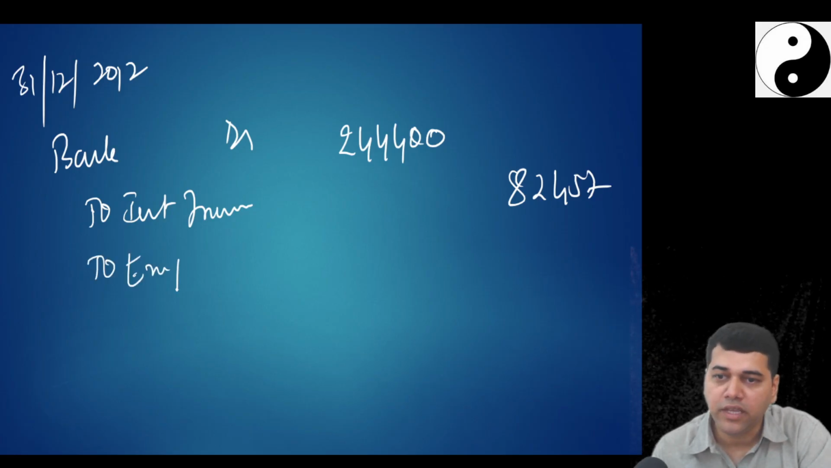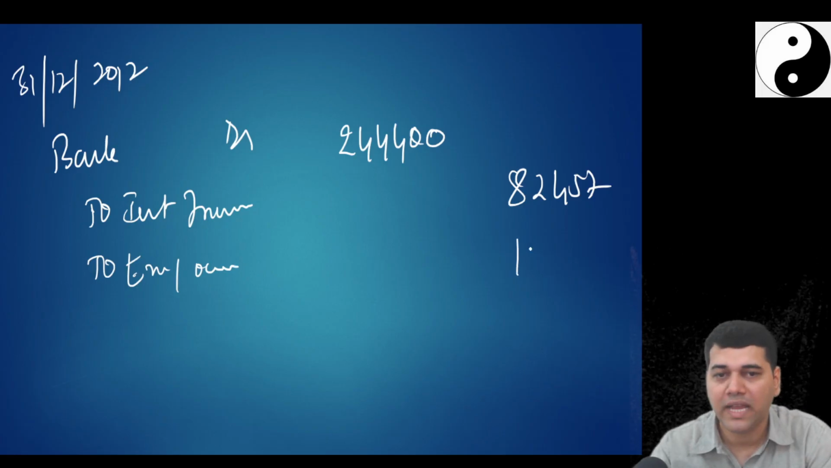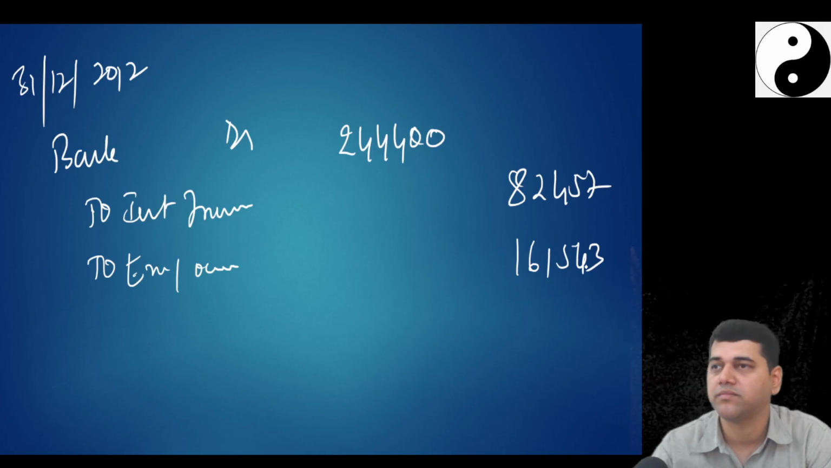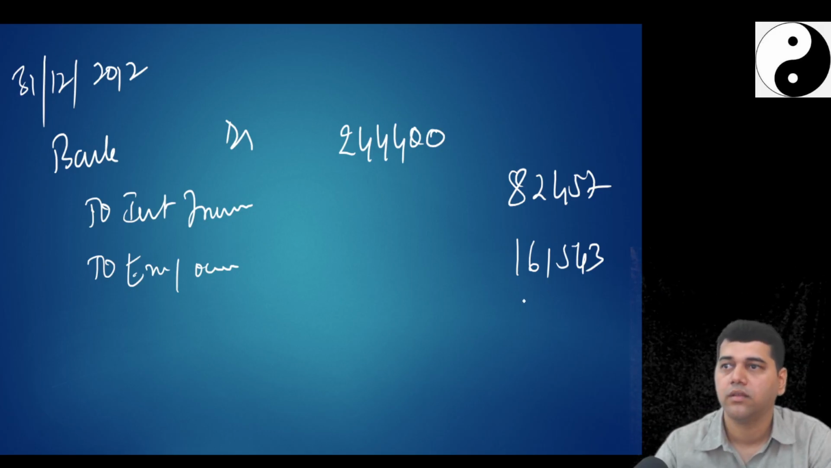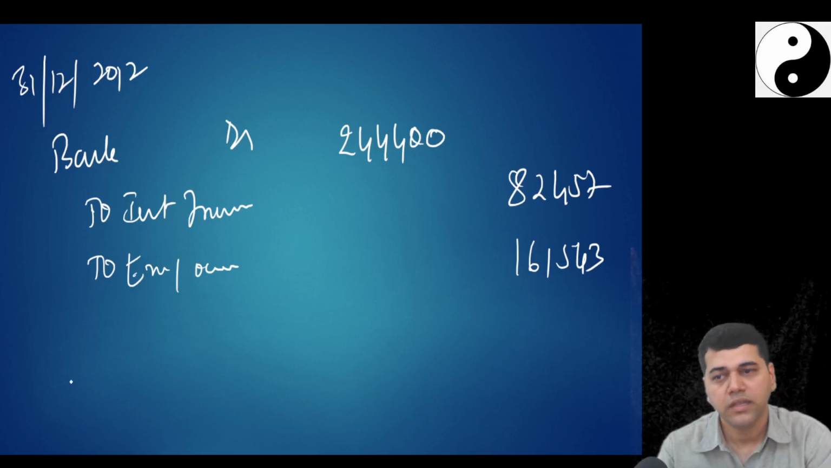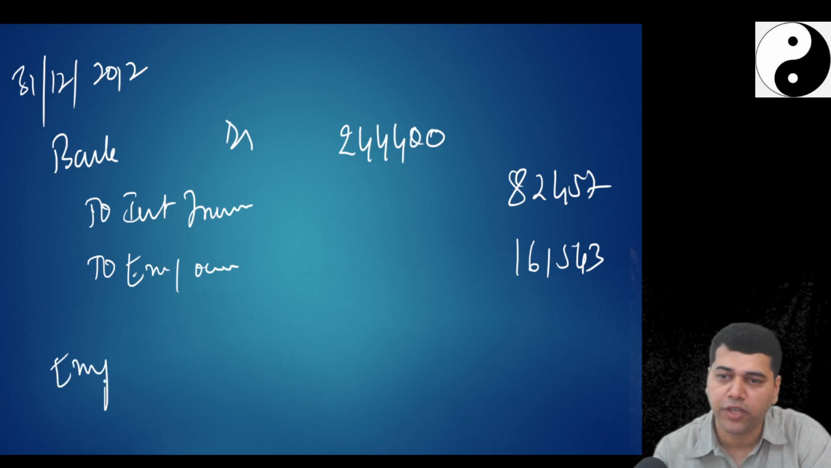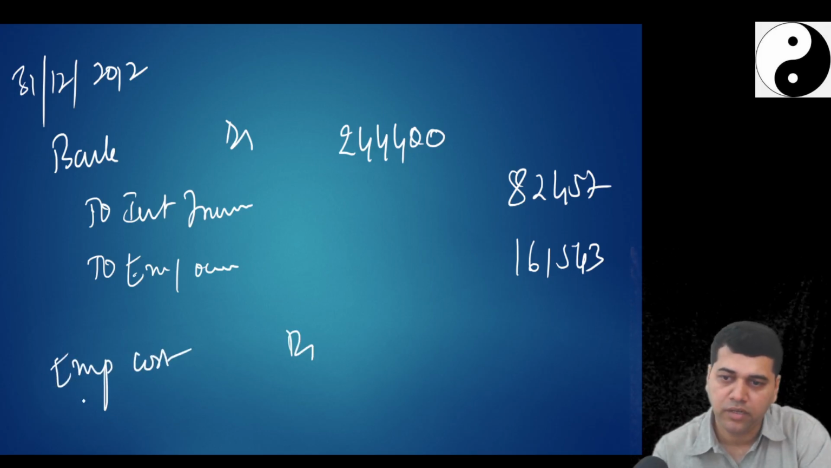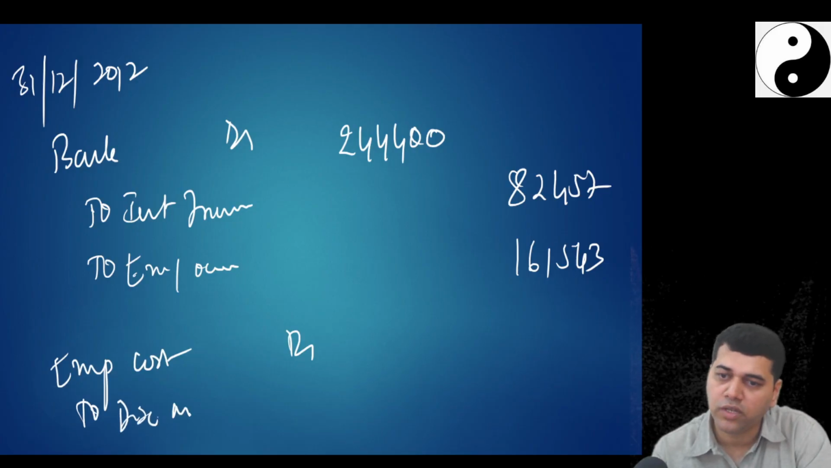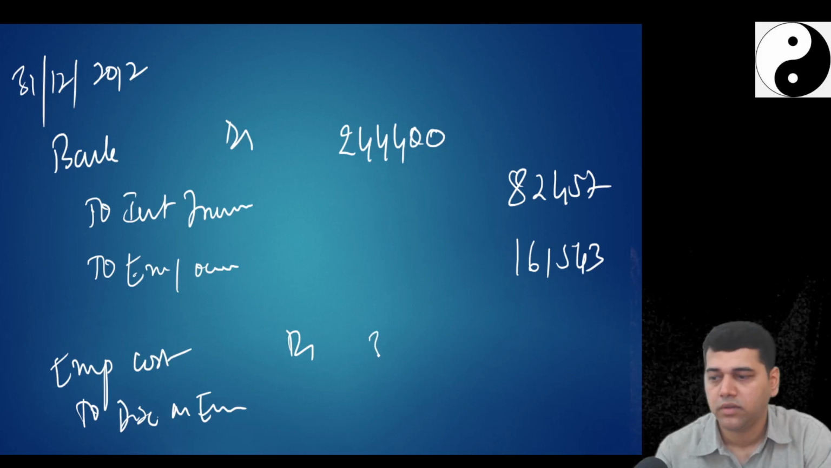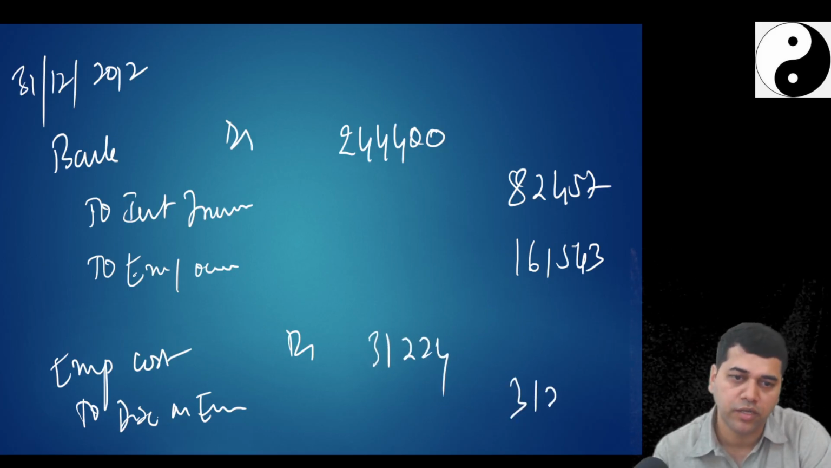Employee loan 1,61,543. Then I will pass an amortization also. Employee cost account debit to discount on employee loan, 31,224.